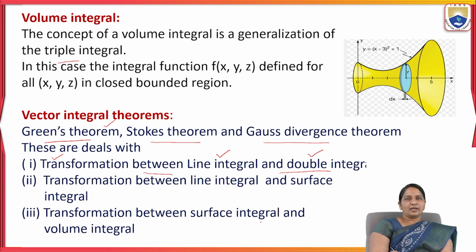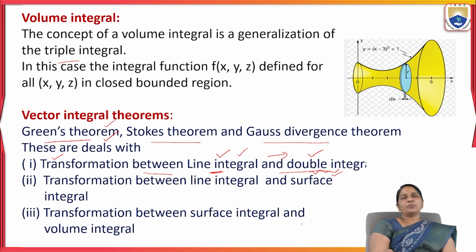So we are going to know about the transformation between line integral and double integral. For example, if the problem is given as a line integral, we can convert it into a double integral by using Green's theorem. Then we can calculate the value very easily. Sometimes it is very difficult to calculate the given problem using the line integral, so we can convert the line integral into a double integral by using Green's theorem.